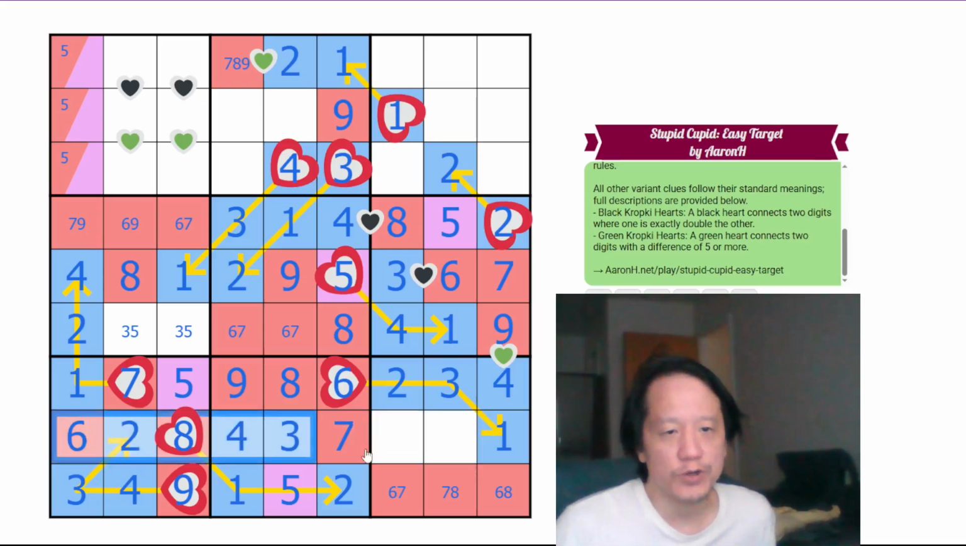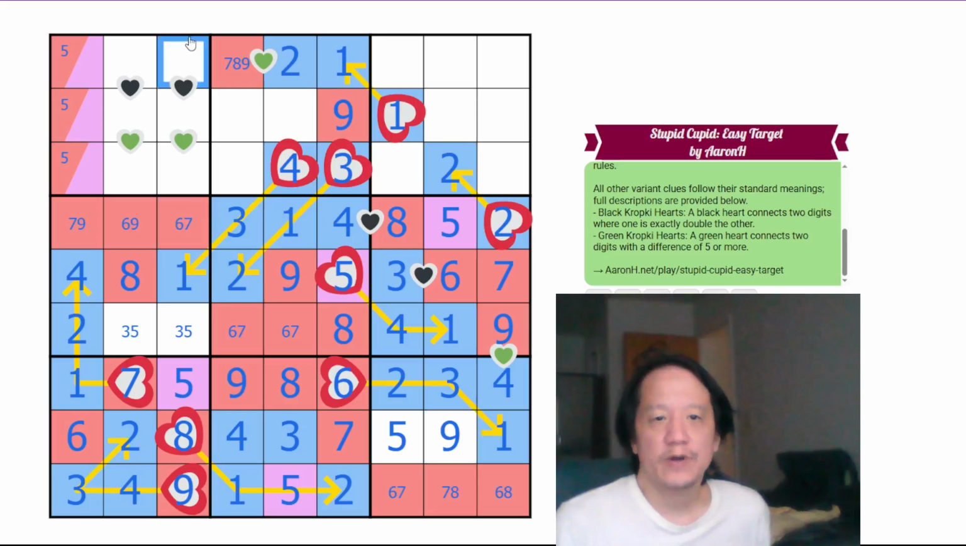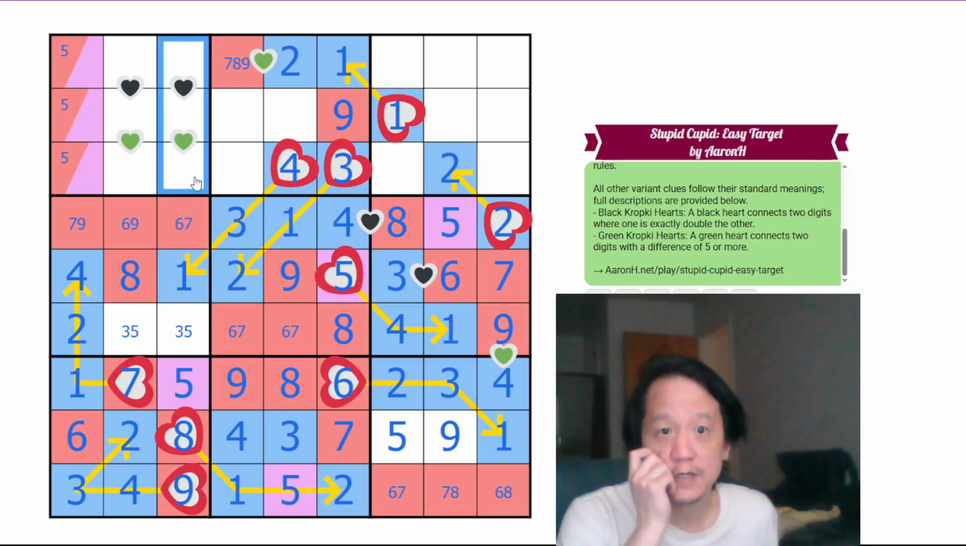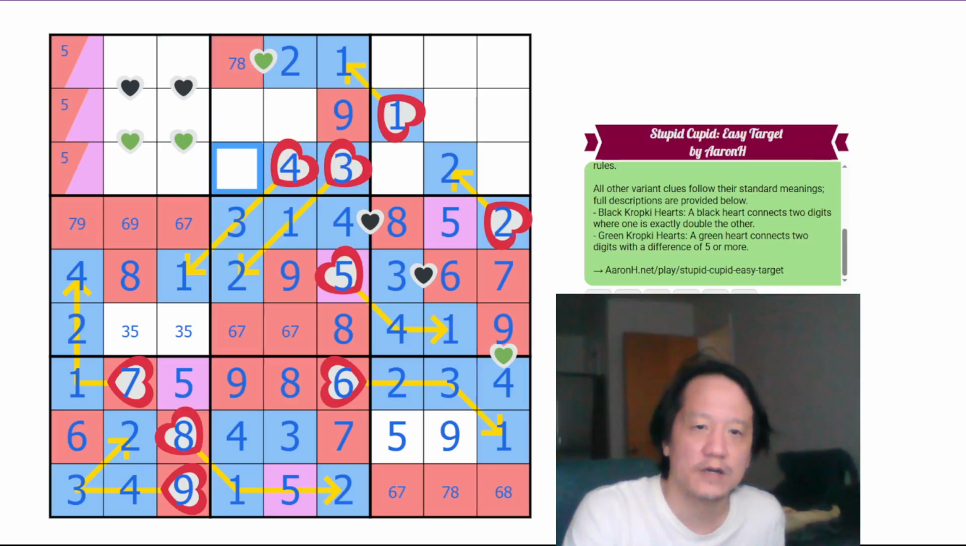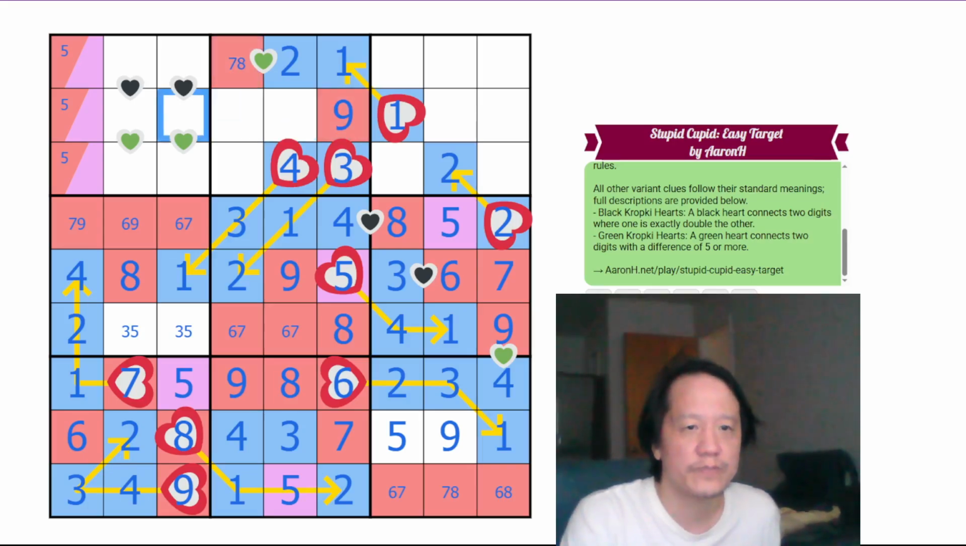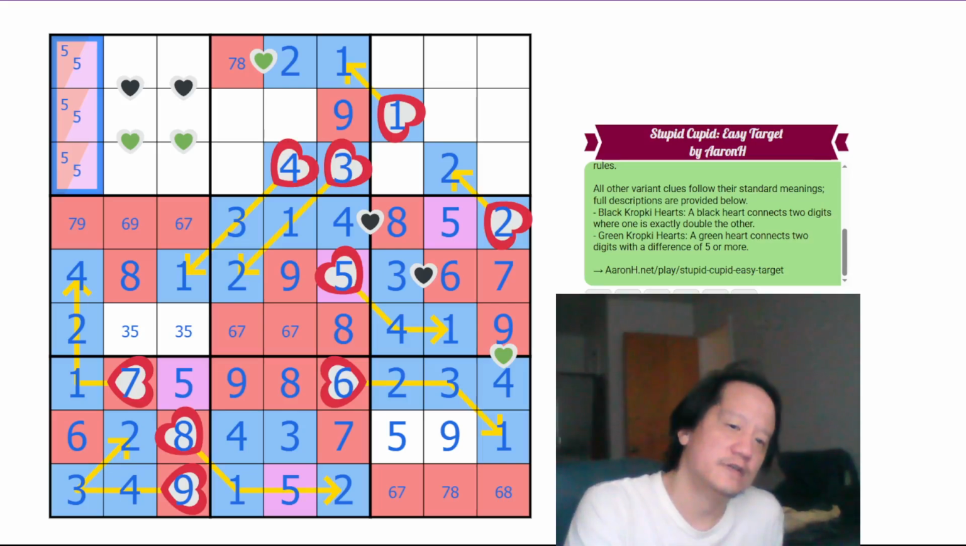Remaining digits in row 8 are 5 and 9. This can't be 5 because of 5 in the column, so this is 9, which makes that 5. Let's see. This can't be 9 anymore because of 9 in the column and box. This must be a combination of 5, 7, 8, or 9.